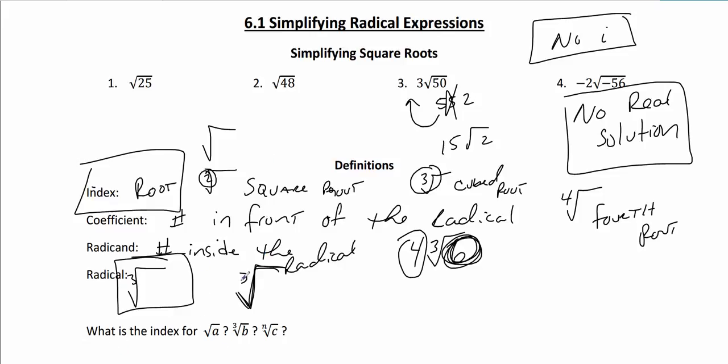Let's look at the index. What is the index for this, the A there? This is a square root, so the index is a 2. What's the index of the third root of B? That's 3. And then what's the index of the nth root of C? Well, that's just n. So we have 2, 3, and then n. Those are our indexes or indices.